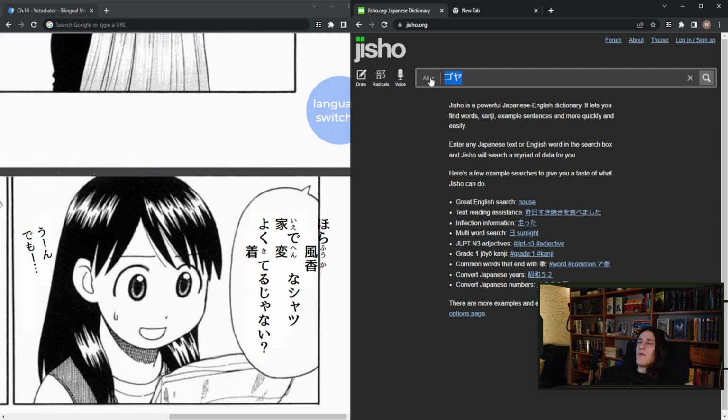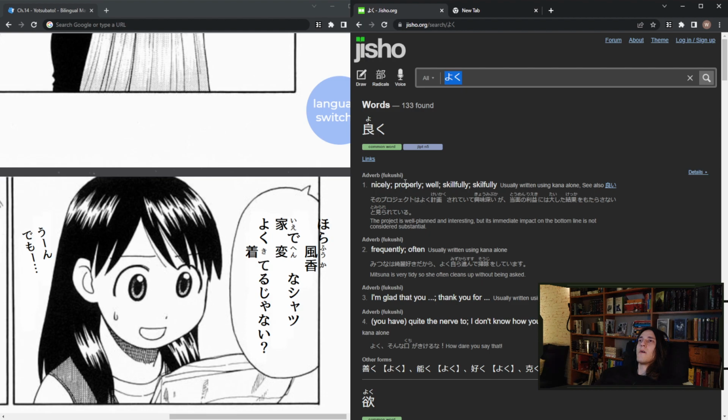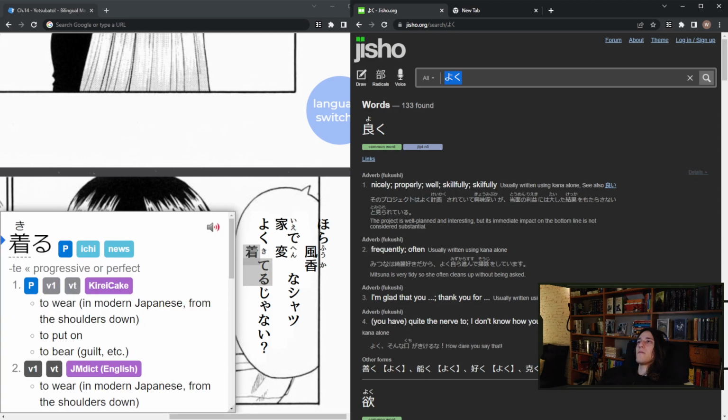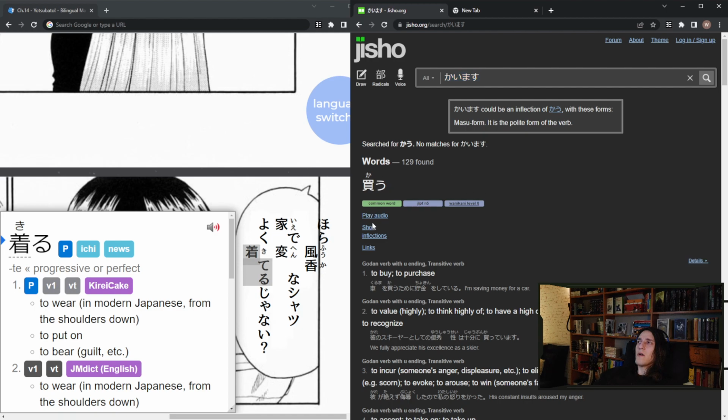Okay, yoku. Nicely, properly, well, skillfully, frequently, often. Okay, then what is kiteru? Oh, I have Yomi-chan. Ugh, why am I using this? Oh, so it's to wear. Kai. And how is buy? Kaimasu. But how is the cow? Cow. Okay, so that's different. Okay. So kiru is to wear. Sure.